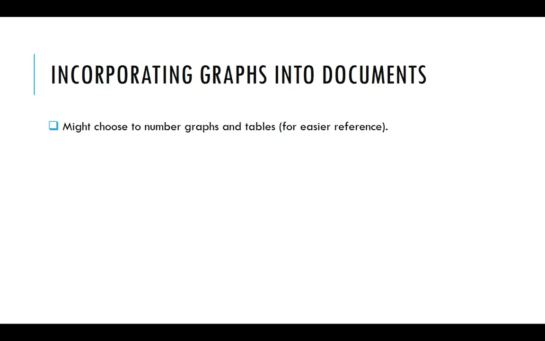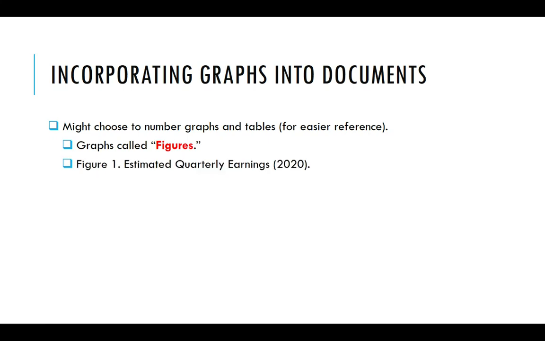So, first thing is that you might choose to number your graphs and your tables for easier reference. And this is especially true if you have multiple graphs and multiple tables. So it's a lot easier when they're numbered. It makes it easier for you to talk about them. It makes the reader better able to follow you. But a graph is called a figure. So you would have something like figure 1, estimated quarterly earnings, year 2020. That might be a good title. So come up with some kind of format, be consistent, but we don't call them graphs, we call them figures. Figure 1, figure 2, figure 3. But tables are just called tables. So you're going to have figures and you're going to have tables.